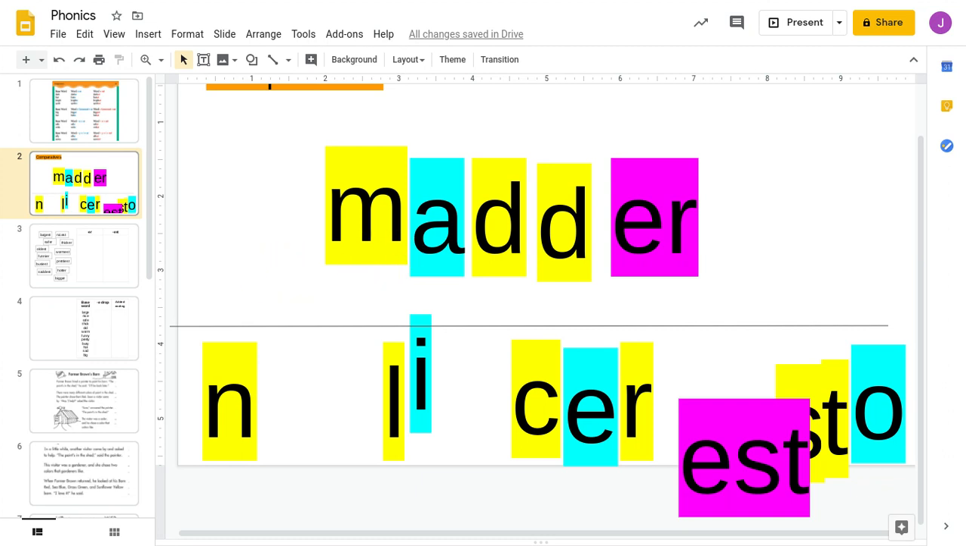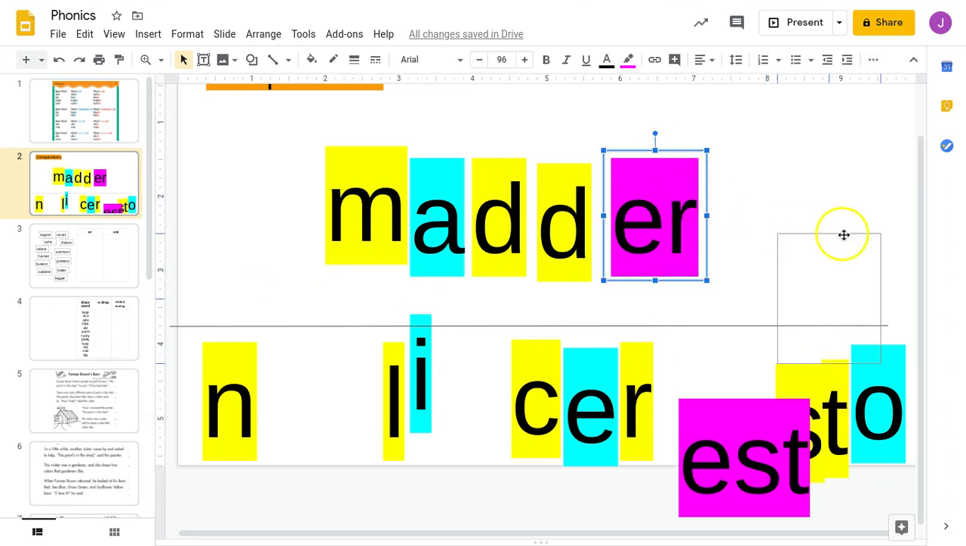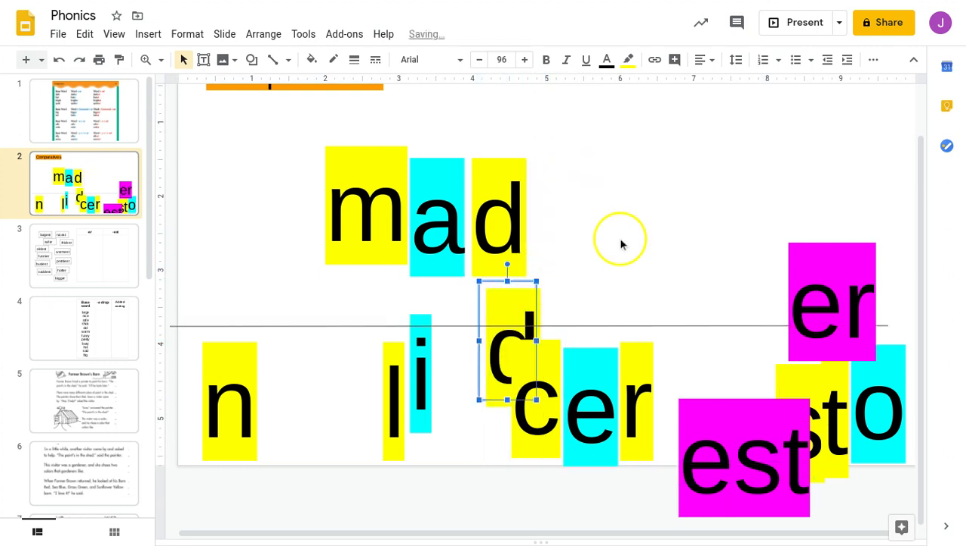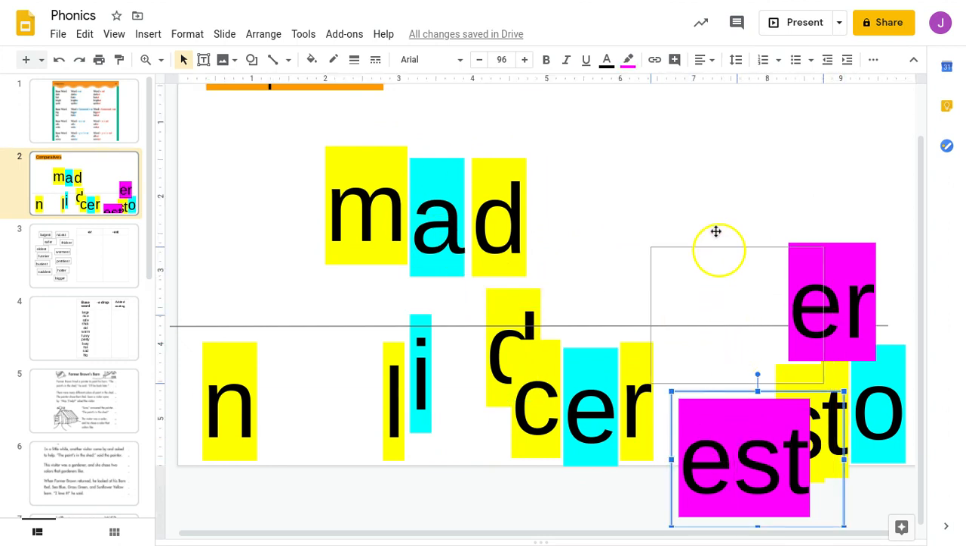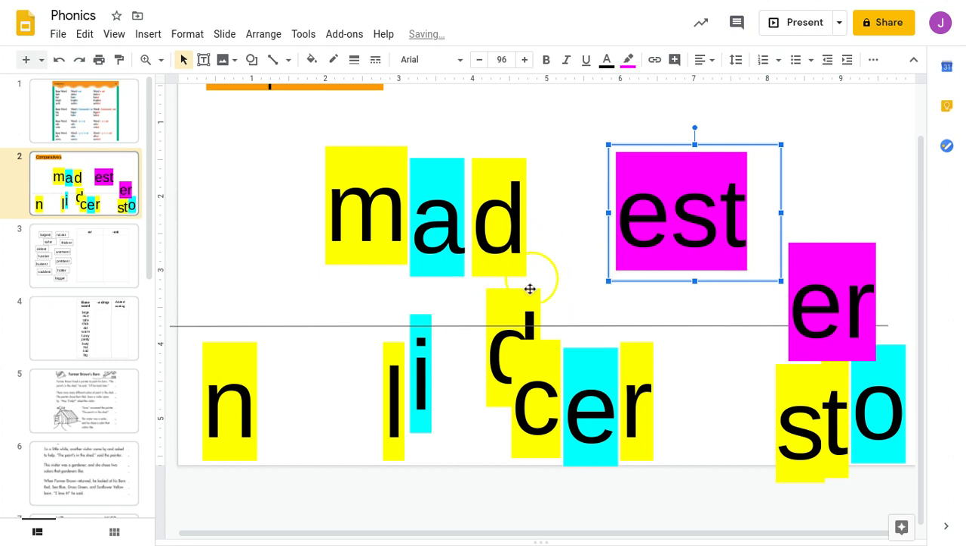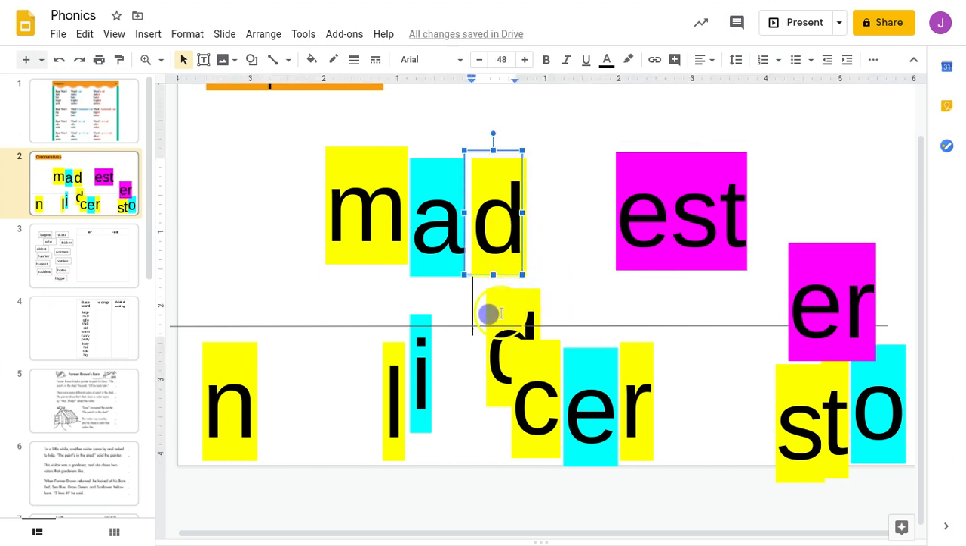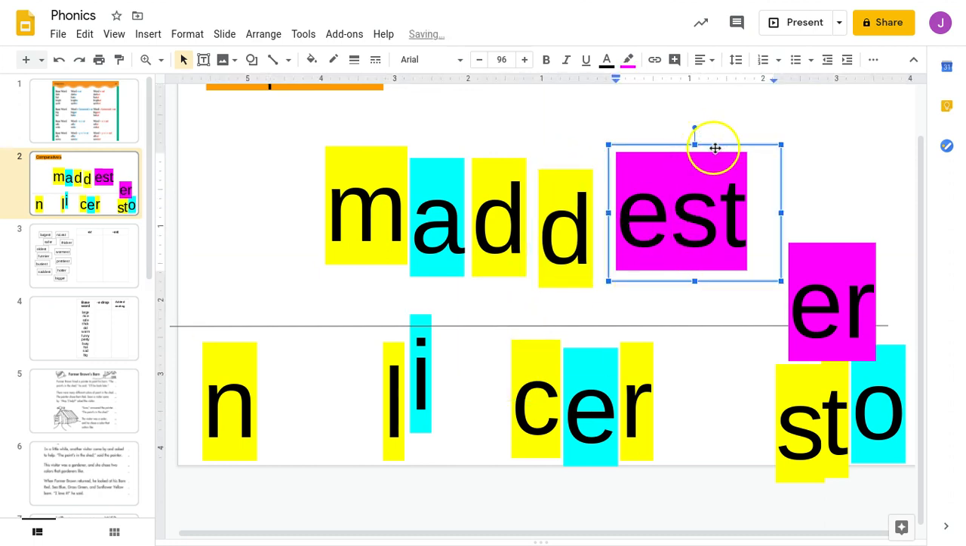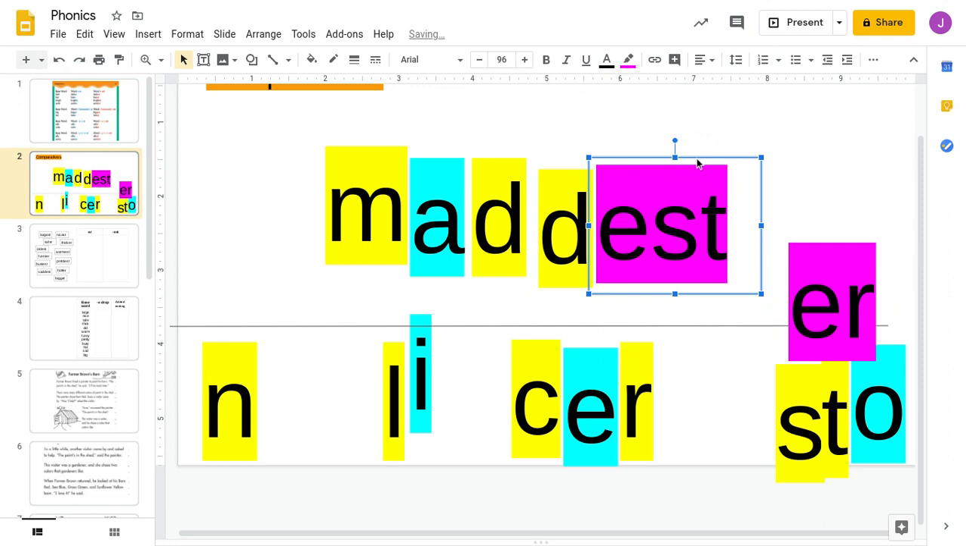Okay, now matter to maddest. Maddest. She was the maddest of us all. Let's move our ER ending. And I'm just going to move this for demonstration's sake. So once again, we start with our base word, mad. And if I'm going to add the EST ending, I have to double that consonant so it's not madest. There. So that it says maddest. She was the maddest of the... Oh, you can clap with me this time. M-A-D-D-E-S-T. Maddest.